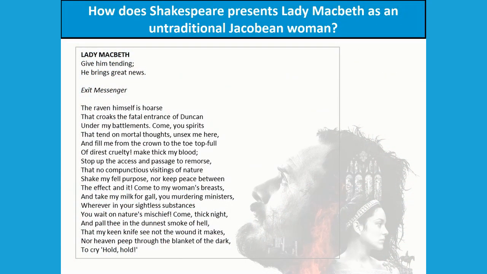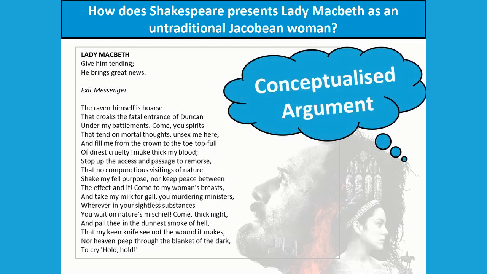So, Macbeth, they will give you a little extract. They'll give you a nice question like we've got here at the top: How does Shakespeare present Lady Macbeth as an untraditional Jacobean woman? And they'll give you a little extract. Now, the way I would go about this is this, okay? And this is step one. Step one is when you read that question, you need to be thinking about what your argument is.